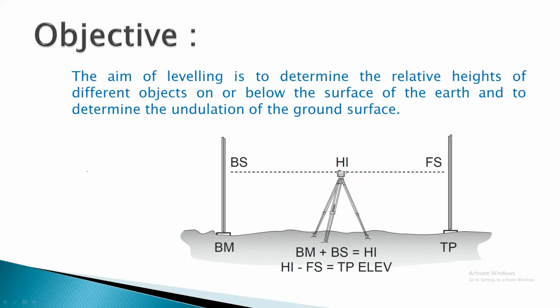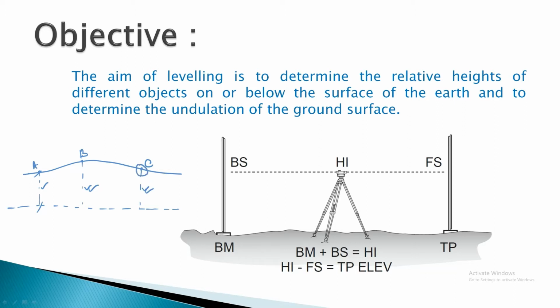Suppose this is the ground surface. Now if we need to determine the elevation of this point, suppose this is point A, this is point B, and this is point C. To determine the level, that means the elevation of this point, I need to consider a fixed level. There are some fixed levels, and from that level we always measure the elevation. For this case this is the value of the elevation, for this case this is the value, and for this case this is the value of the elevation.